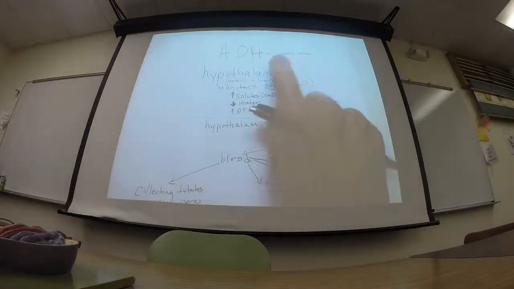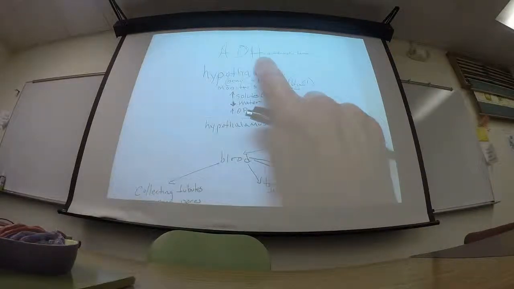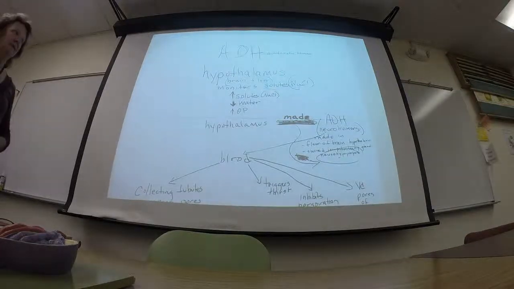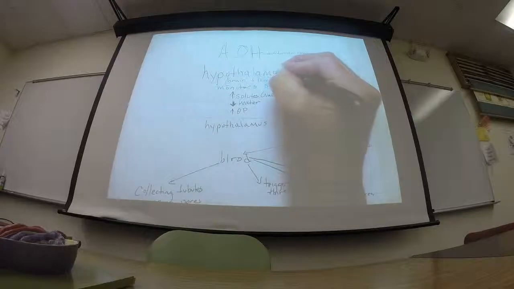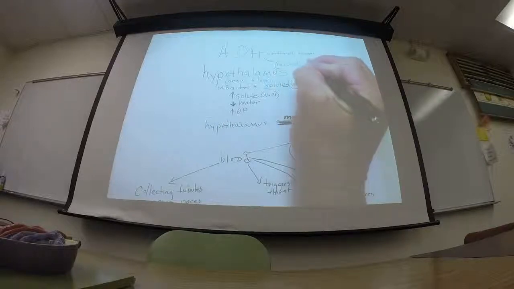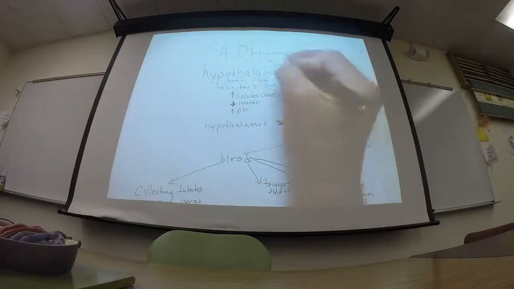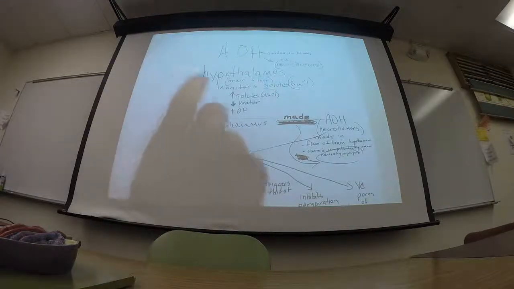ADH stands for antidiuretic hormone. That was a neurohumor because it was made in a region of your brain, the floor of your brain called the hypothalamus. So this is a neurohumor that we heard about in lab on Monday. So the hypothalamus made it.